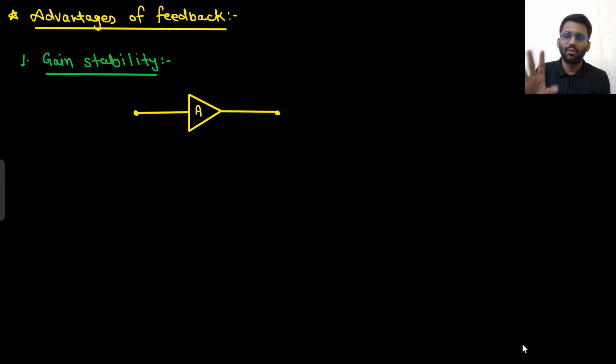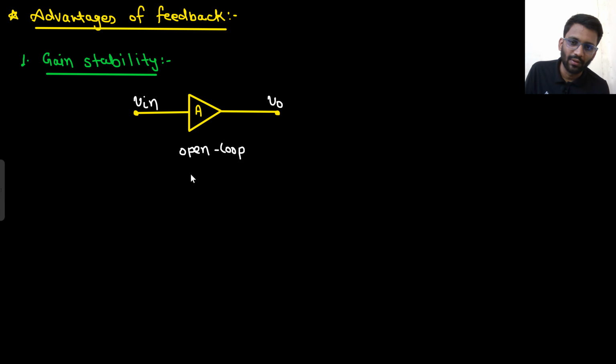Well and good. So now we are going to see the advantages. The first advantage is gain stability. The feedback always provides us gain stability. What do you mean by that? Let's see it. So this is in the open loop. There is some input V in and you get some output. So your output would be A into V in.